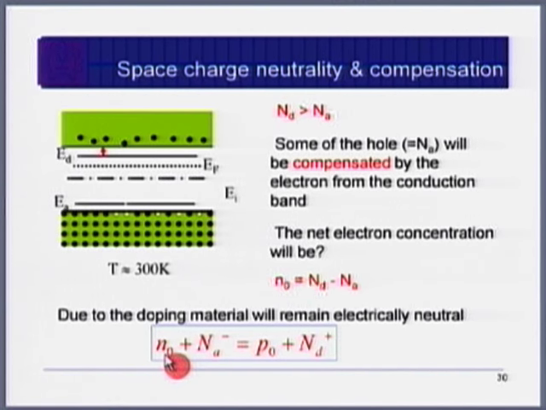n0 is the number of electrons, all negatively charged. Na is the acceptor. One acceptor like a boron atom can accept an electron, and after accepting it becomes negatively charged. So the net negative charge is equal to the net positive charge, and p0 is the hole concentration, and Nd is the donor atom. After donating an electron, it becomes positively charged. So in a semiconductor, the net positive charge is always equal to the net negative charge. It is called space charge neutrality, and it is always maintained. So whenever you do the doping, your semiconductor does not become either positively or negatively charged.